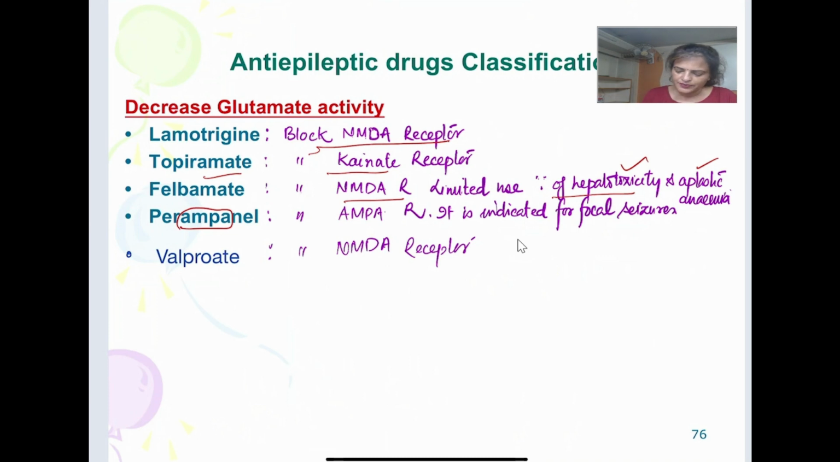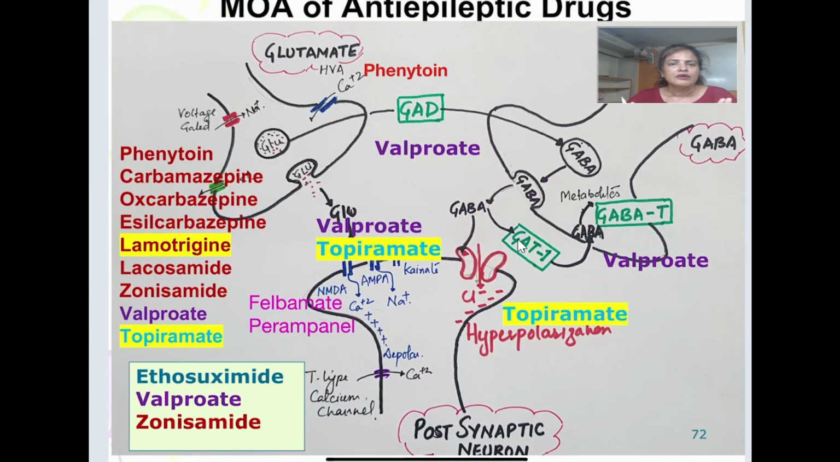So this is indicated for focal seizure. Then valproate, apart from being broad spectrum, also has anti-glutamate action. It blocks the NMDA receptor. So far I have explained the anti-epileptic drugs which act by decreasing the glutaminergic activity, those which reduce it. I have told you all of those.